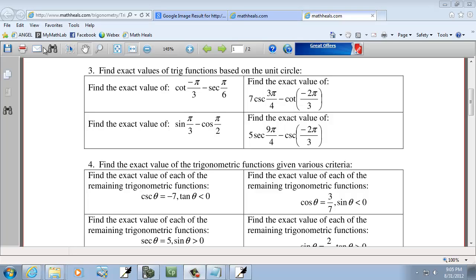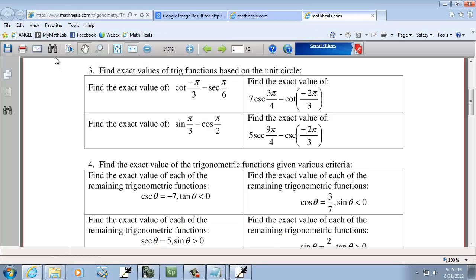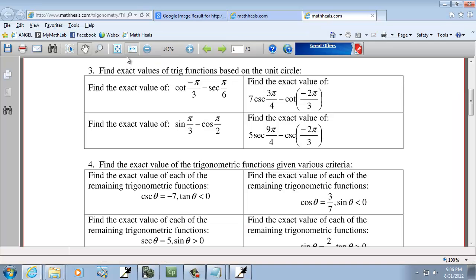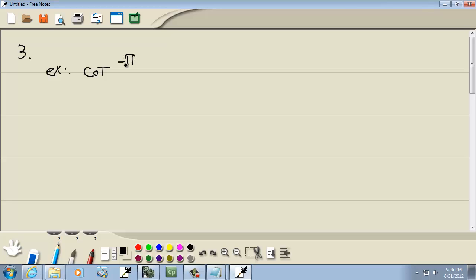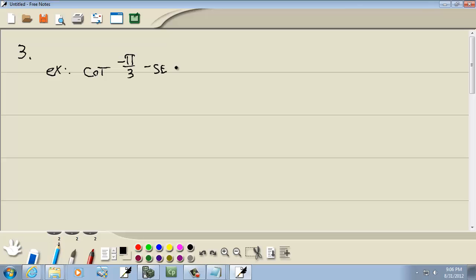Okay, let's look at our third type. This is where you need to find exact values of trig functions based on the unit circle. So the first one we have is cotangent of negative pi over 3 minus secant of pi over 6.